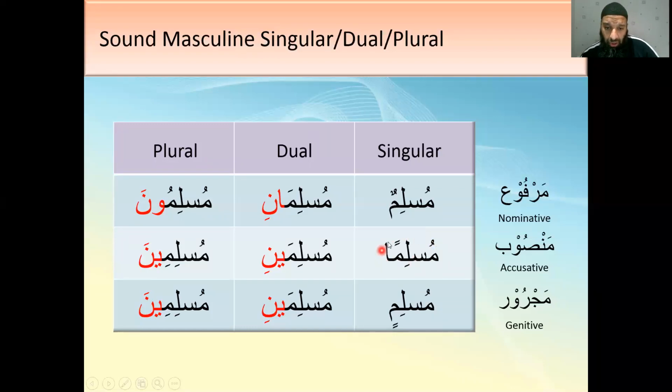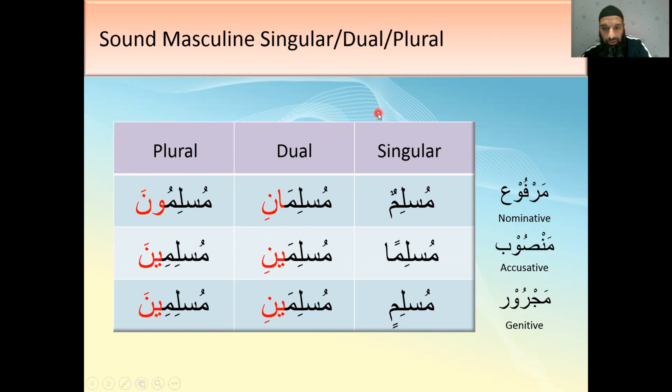And on mansub, it's not ani. On mansub and majroor, it's aini. So kafiraini, zalimaini, fasiqaini, hafizaini. These are going to be the dual pattern for a mansub case word. For Muslim in mansub case, the plural is going to be ina. Muslimina, kafirina, zalimina, kadhibina, fasiqina, sadiqina. These are all plurals. Sadiq is a person who speaks the truth. Sadiqina is the people who speak the truth. Sadiquna is the people that speak the truth.